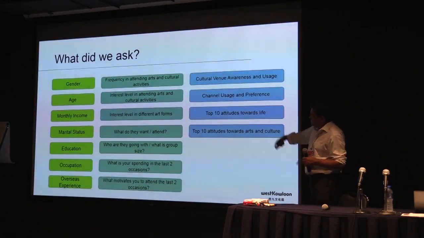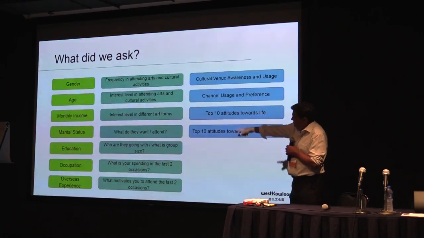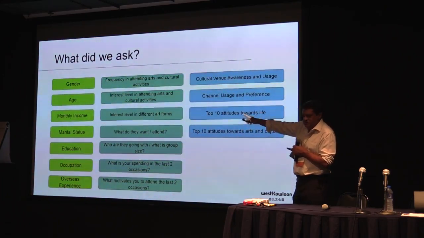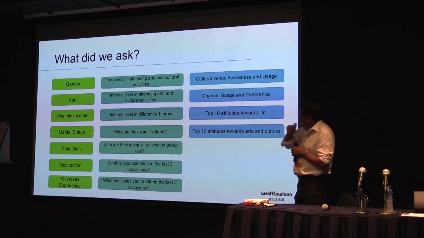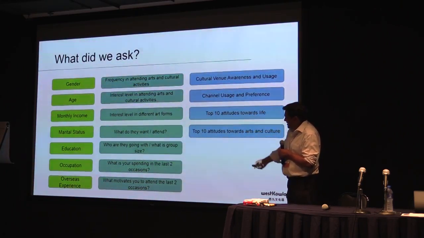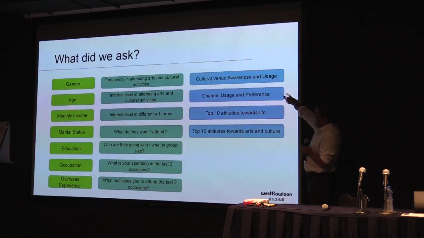So I showed this slide before, the number of questions that were asked. Obviously, you have the green ones, which are the demographic ones: gender, age, monthly income, marital status, this kind of stuff, some of which is asked often in questionnaires, some things aren't always asked. Then we have people's habits: frequency of attending, interest level, what do they want to attend, where are they going, their group size, spending, and then the understanding of the venues that exist, how they like to be communicated with, and their attitudes towards life and attitudes towards culture. So this element is very much a psychographic behavioral element mixed in.